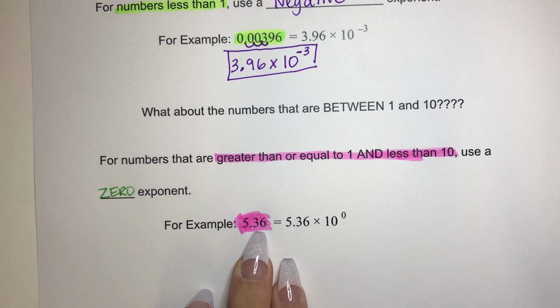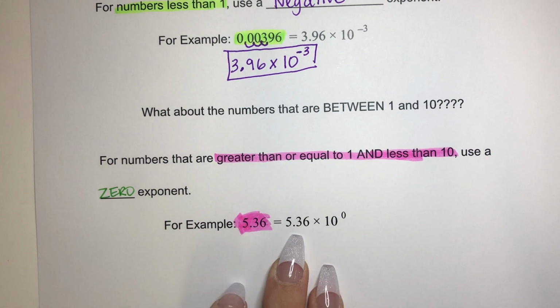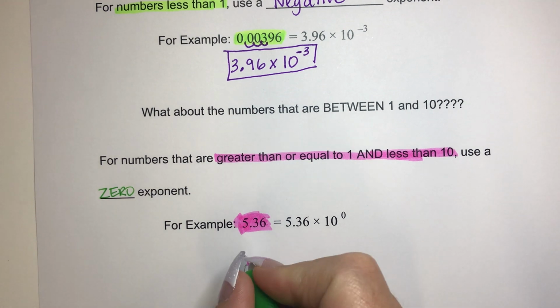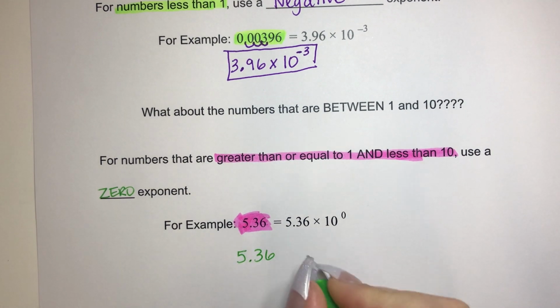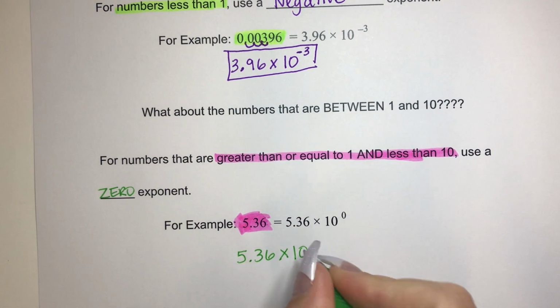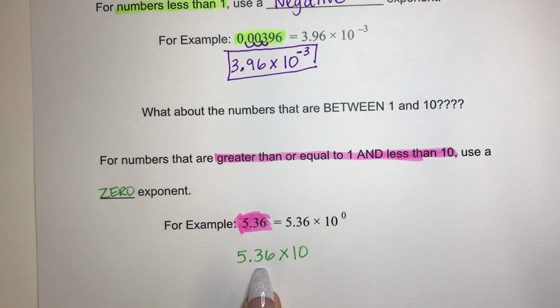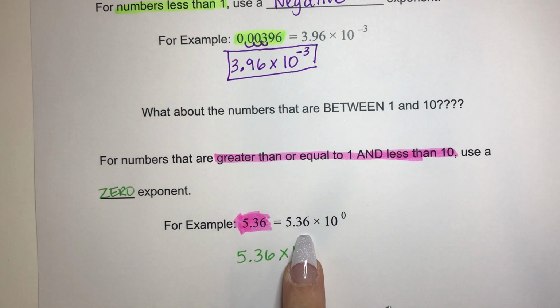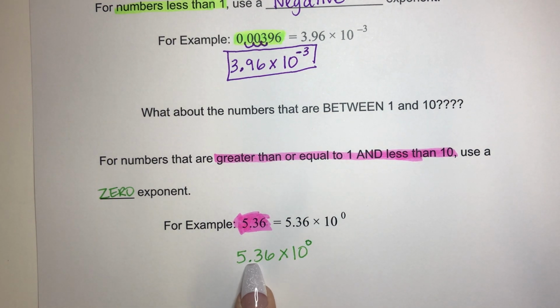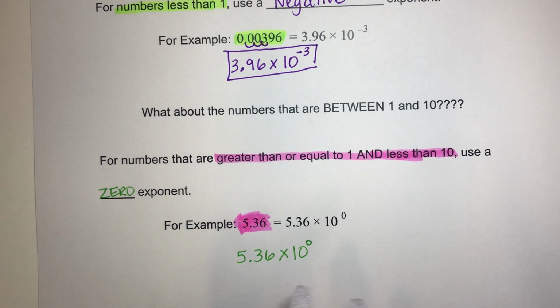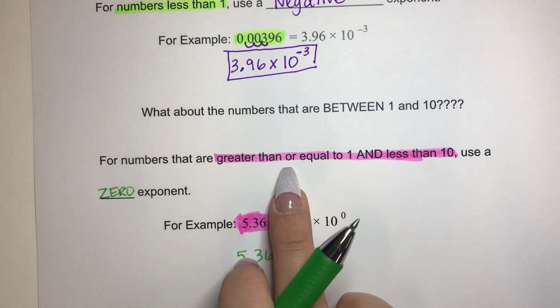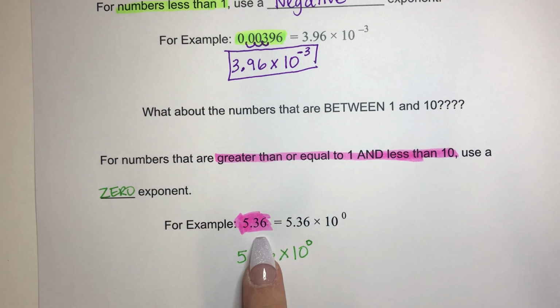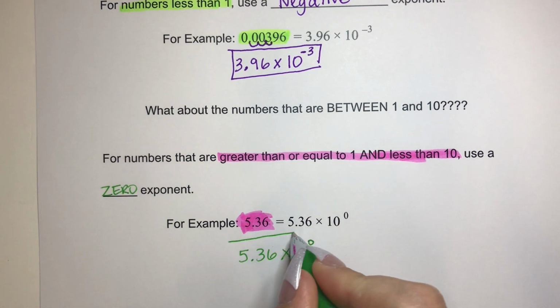Because if we have 5.36, that is the number, right? So we can write it in scientific notation because this number is already between 1 and 10, times 10, but we don't want this number to get bigger and we don't want it to get smaller, right? So that's why we put this 0 here, because 10 to the 0 power is 1, and 1 times this number, it just stays the same. So this is how we write a number that is greater than or equal to 1 and less than 10 in scientific notation right here.